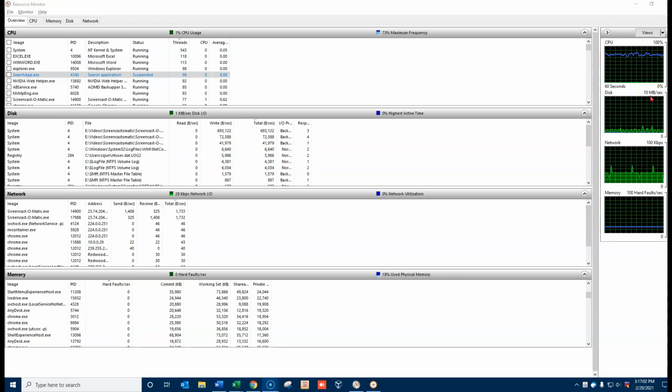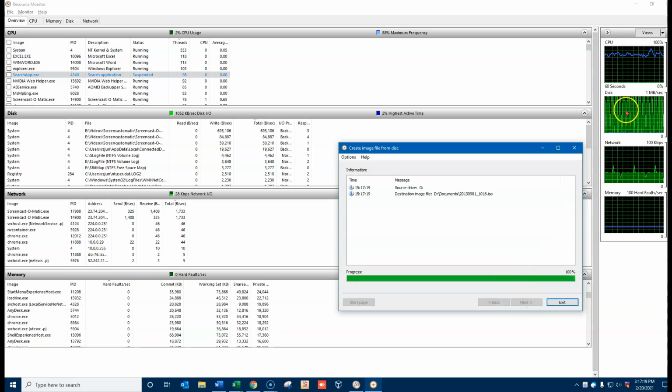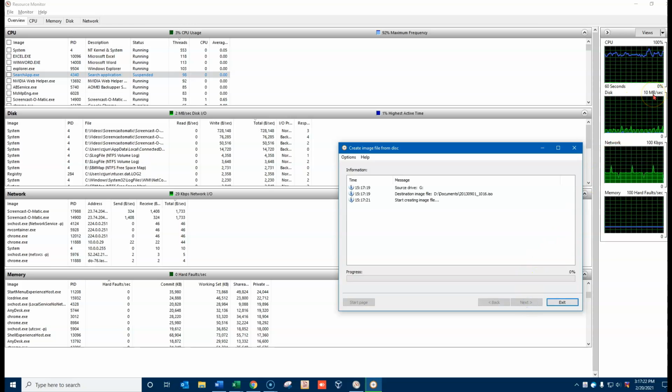But let's see if we can make it really jump. I'm going to begin to transfer the contents of my G drive, which is an optical disc, a DVD, to an ISO file on D Documents, which is one of my hard drives. So let's begin that transfer, and let's watch this thing over here and see what happens. We're at 10 megabytes per second right now and running fairly low in that. Looks like around 10 to 20 megabytes per second, but it's beginning to spike a little bit.